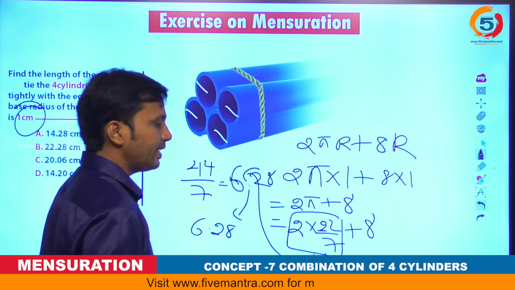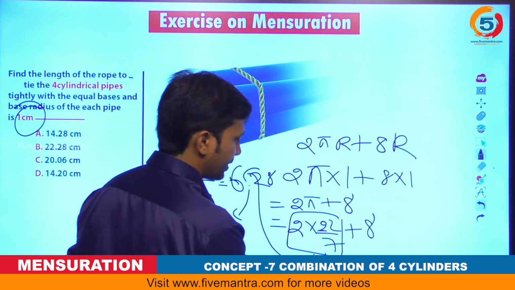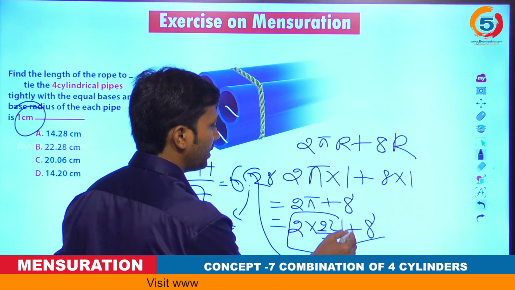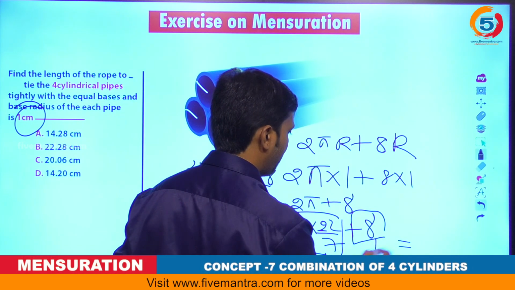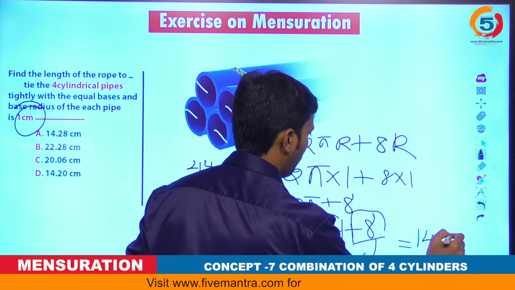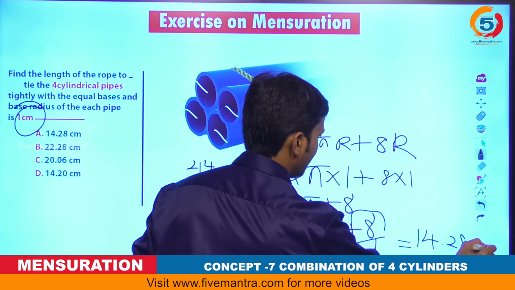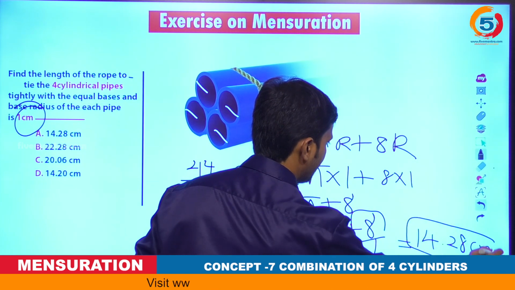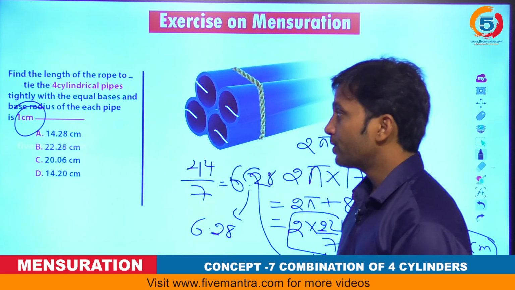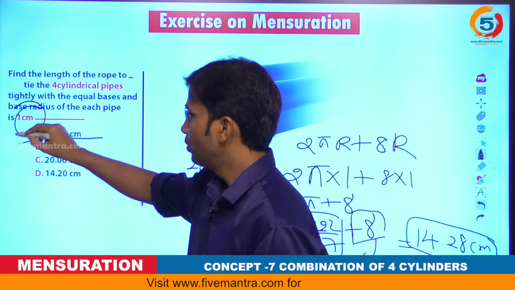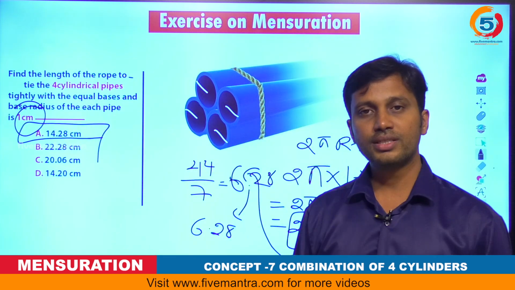So the value of this is 6.28. So what is the length then? This is 6.28 and this is 8. Adding these two together, 8 plus 6.28 would be 14.28 centimeters, which is your final answer. Which of the options is correct? Here also you got the first option as your answer.